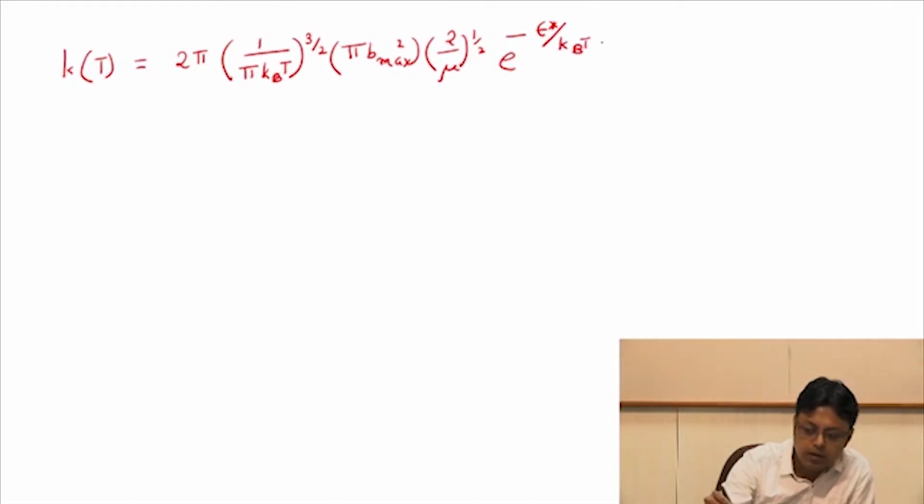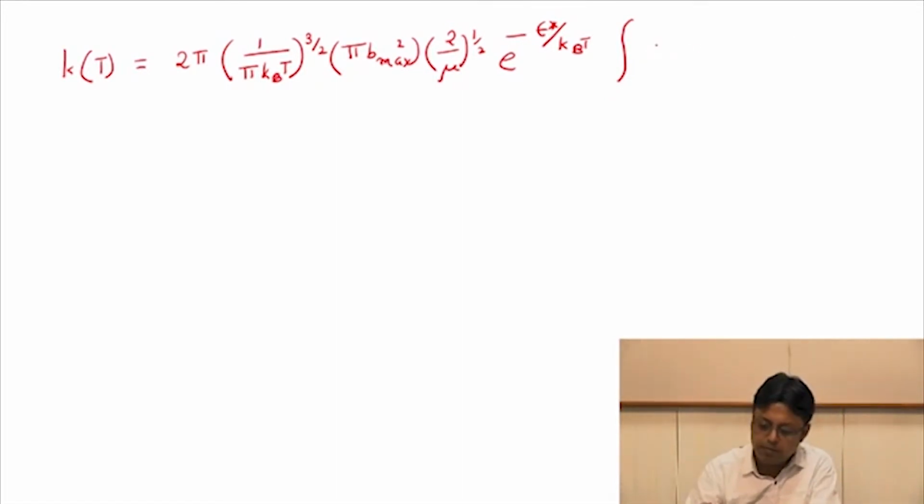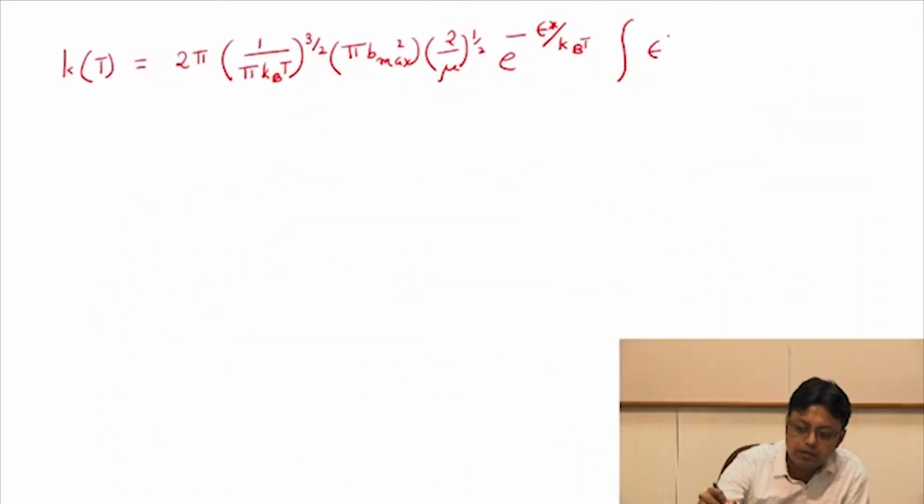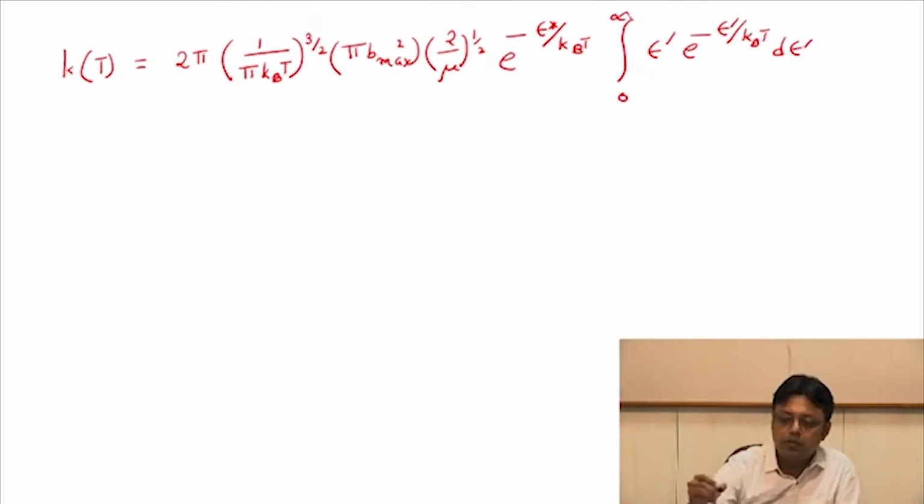into the integral. I'm now writing the variable as epsilon prime, so I can write epsilon relative minus epsilon star as epsilon prime, epsilon prime, and e to the power minus epsilon prime by kBt d epsilon prime, and the limits will now be 0 to infinity. Now this is a gamma function of the form x e to the power minus ax dx that we can easily evaluate.